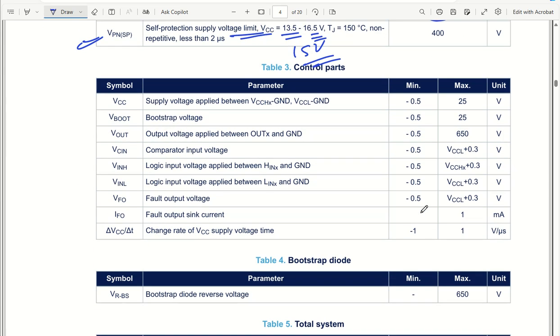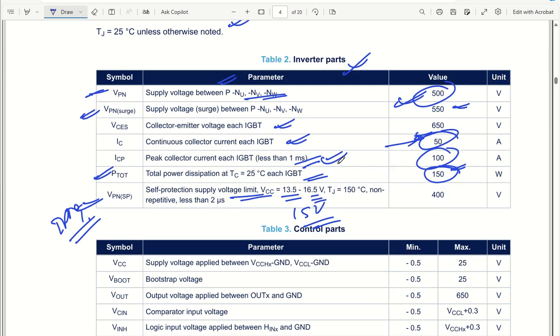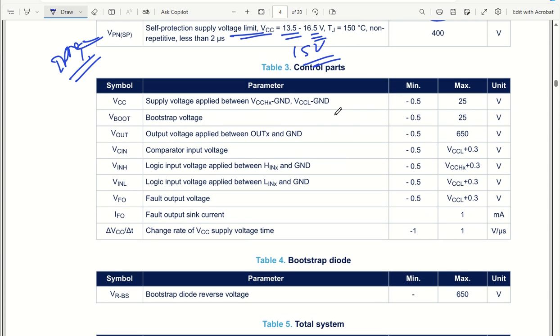Now coming back to the control parts. So there are two parts. One is the IPM part, which is having the IGBT parts, which are basically called the inverter parts. Okay, like from DC to AC, like 3 phase, which is U, V, and W phases. For control parts, we will have a supply voltage of VCC, which is going to be maximum 25 volt, which will not damage the IC pins. We have bootstrap voltage, which is also 25 volt.